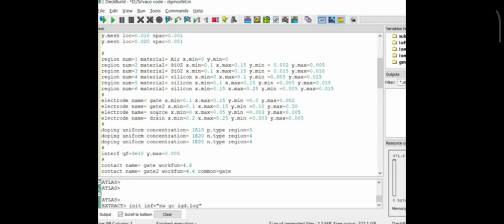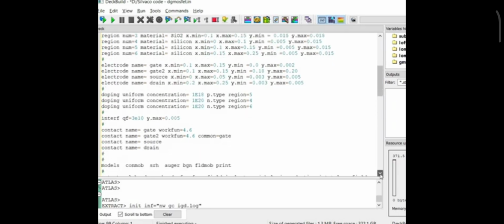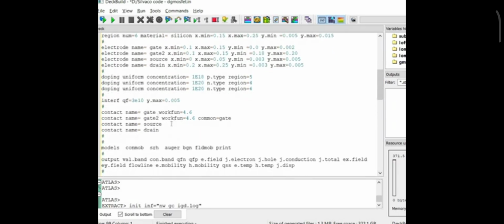Next is the electrode name, gate, gate 2. We are using two gates, source and drain with their positional parameters. Doping information: 18, 20 and 20. For the channel region it is 18, for the source and drain regions it is 20. Interface charge at the SiO2 interface is 3E10. Next one is the contact name, gate. We are giving the same work function to both of the gate terminals. And we have applied the command common gate. This means if you apply a voltage at either gate terminal, the same voltage is applied on the other gate terminal. Then the source terminal and drain terminal.